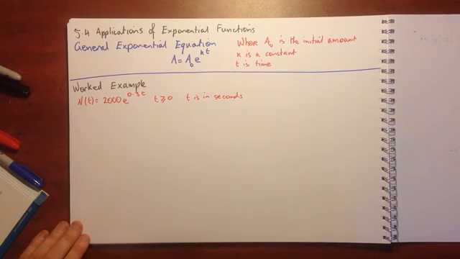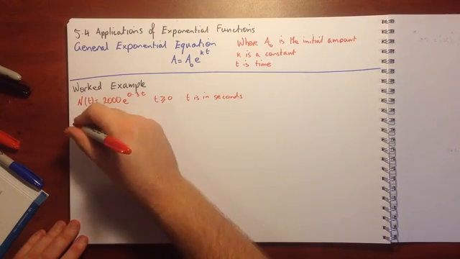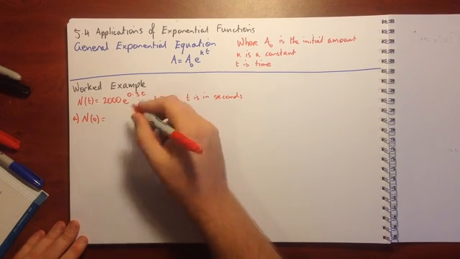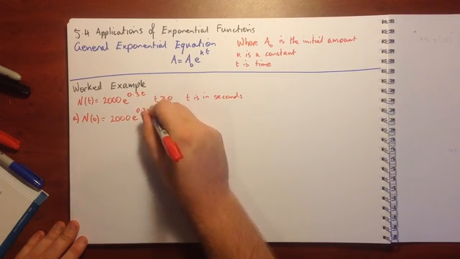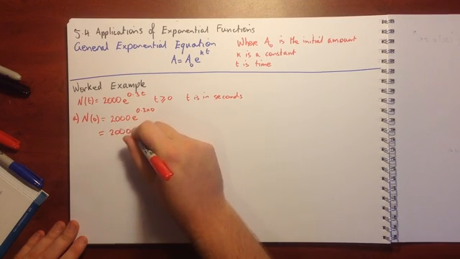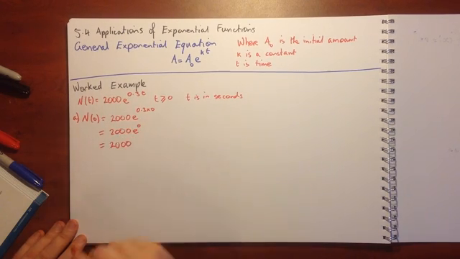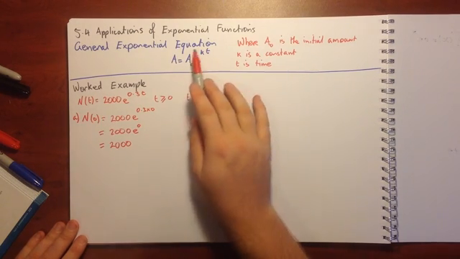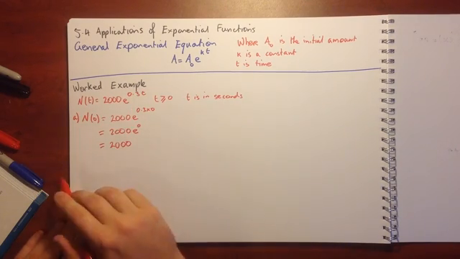Part A is how many bacteria are initially present. We can do this a long way. Basically we're saying what is N of 0, so when t equals 0, we've got 2000 e to the 0.3 times 0, which equals 2000 e to the 0. Anything to the power of 0 is 1, so our answer is 2000 bacteria. Of course, we could have just looked at our rule and known that our A naught value is the constant out the front, and that's our initial amount, so we could have said straight away that it was 2000.